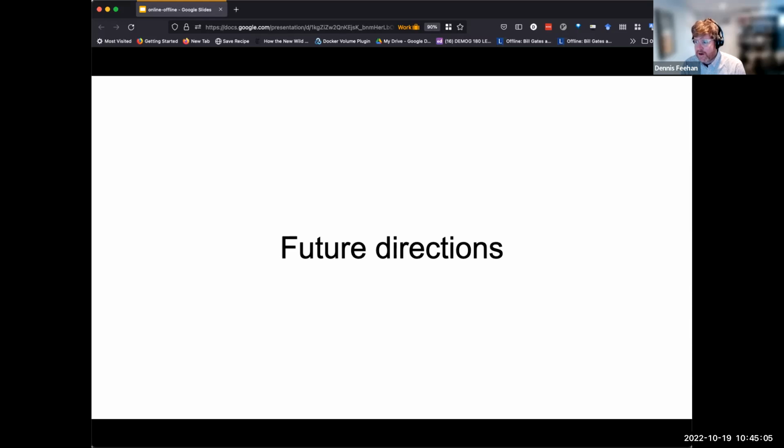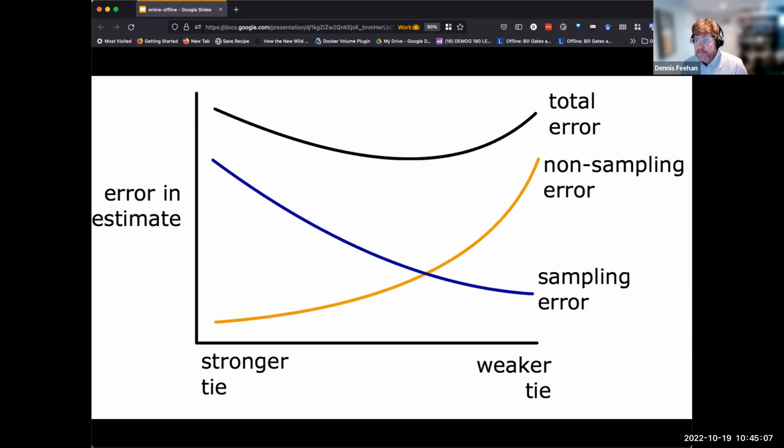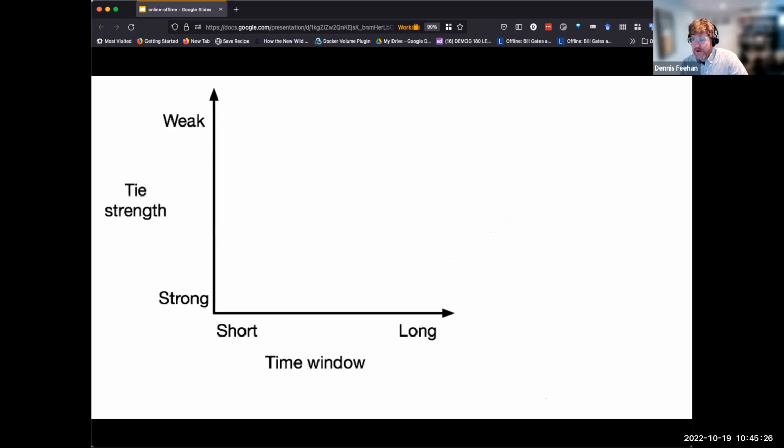I just want to say a quick word about where I think this might go in the future. I think that understanding this kind of trade-off is potentially really useful. I've been involved in designing a few studies like this where we use network reports to estimate something, and this issue of which network we should ask about is a really important one in designing these studies.